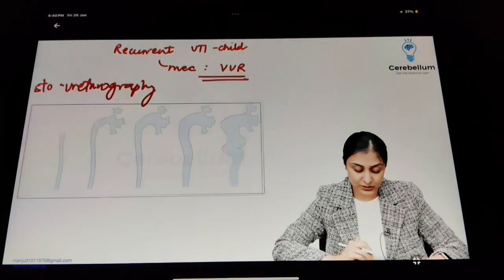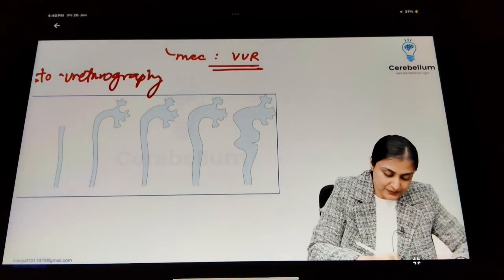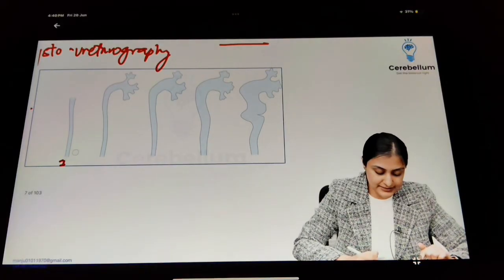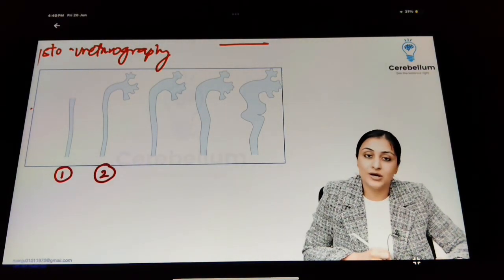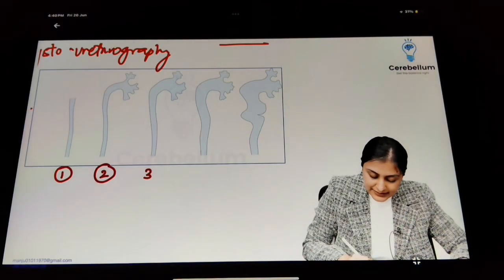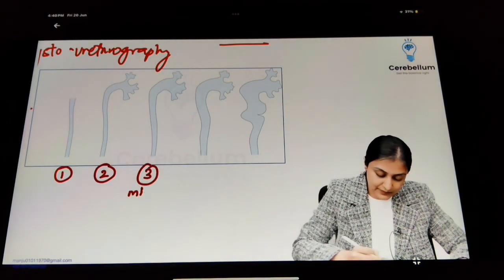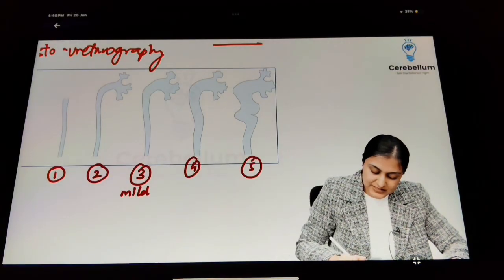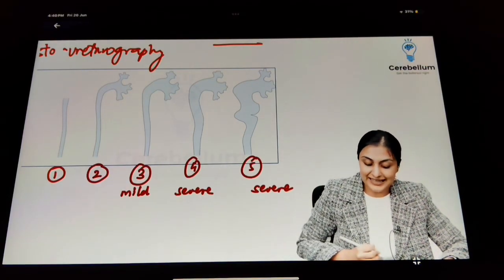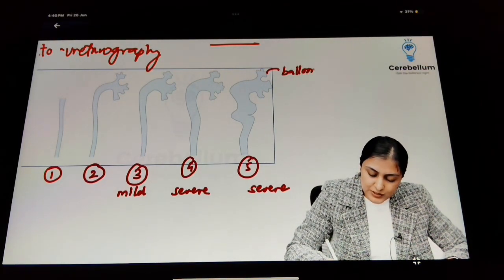There are 5 grades to VUR. Grade 1 is when you only see the ureter. Grade 2 VUR is when you see a non-dilated ureter and the kidney. Grade 3 is where you see mild dilatation of the ureter and the kidney. Grades 4 and 5 are where you have severe dilatation. What is the difference? In 5, you're going to have this ballooning. So this is where the difference comes.